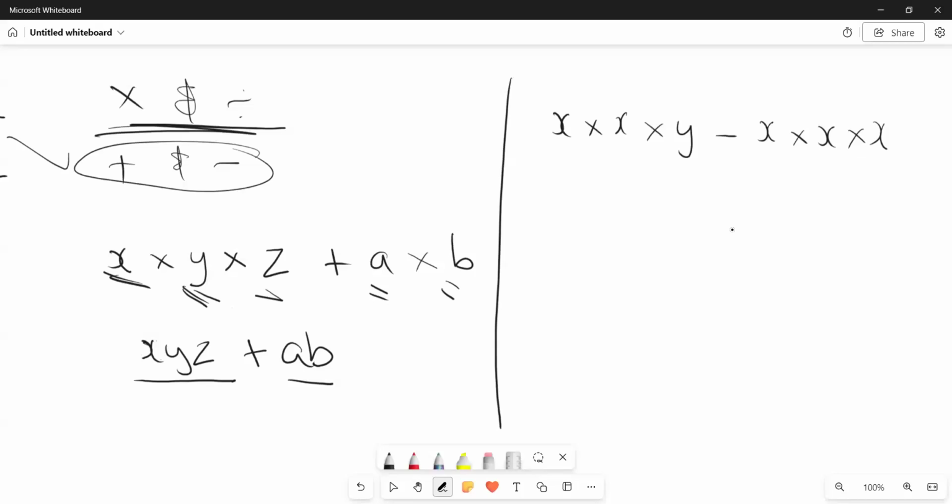So this here, we will get x squared because x multiplied by x, times y, so you get x squared y minus x by x by x, you get x cubed. As I said, you could simplify this some more, but as of now, we will leave it like that.